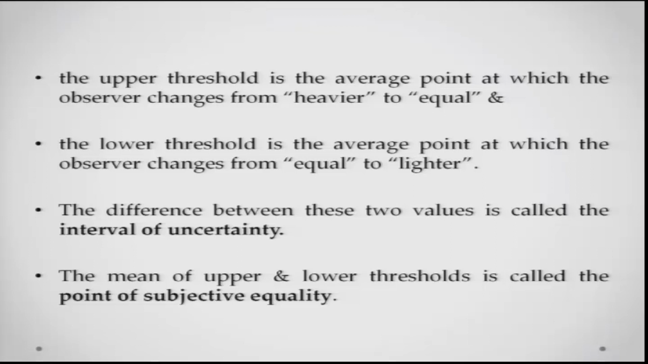The difference of these two values is called the interval of uncertainty. The mean of these upper and lower values is called the point of subjective equality, where you are thinking that, okay, this is equal to the standard stimulus.